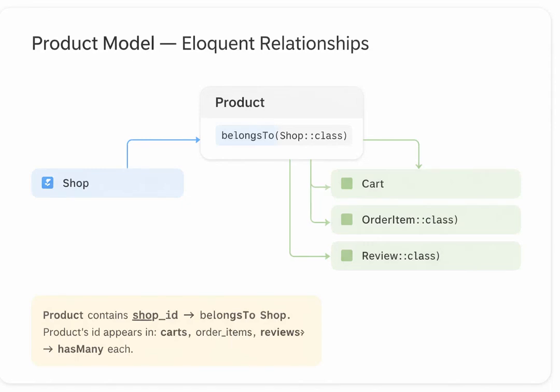The product model has relationships in both directions. On the belongs to side, the product table contains a shop ID, so product belongs to shop. On the has many side, the product's own ID appears in three other tables: the carts table, the order items table, and the reviews table. So the product model has many carts, many order items, and many reviews. Product is a central table in this schema. It's referenced by many other tables.